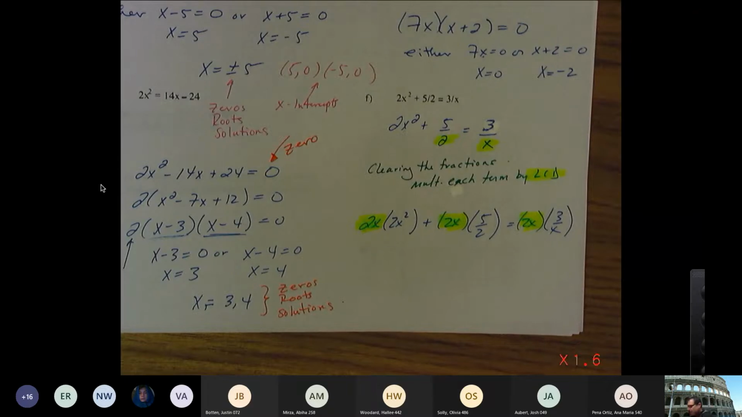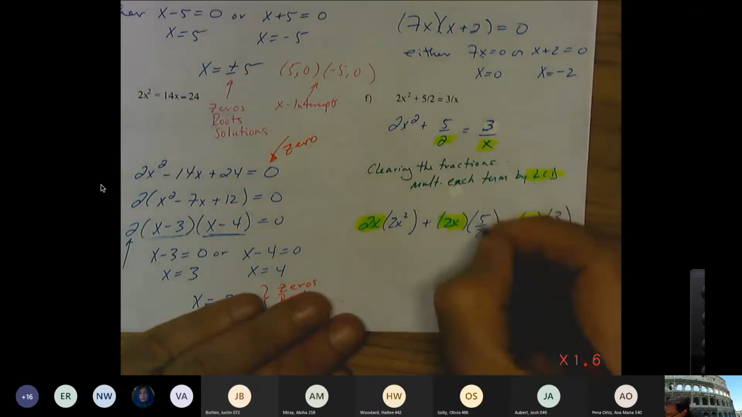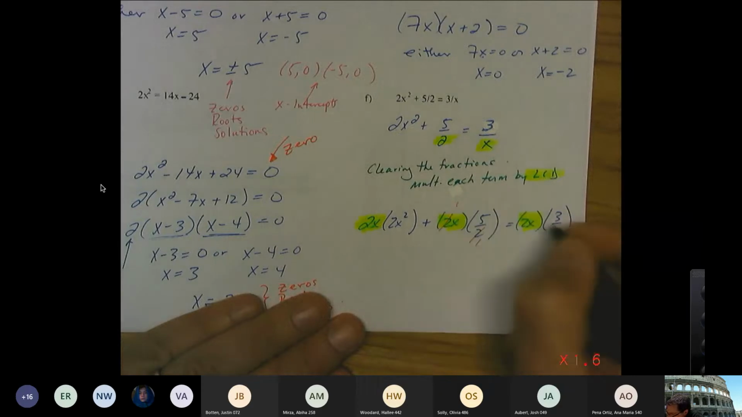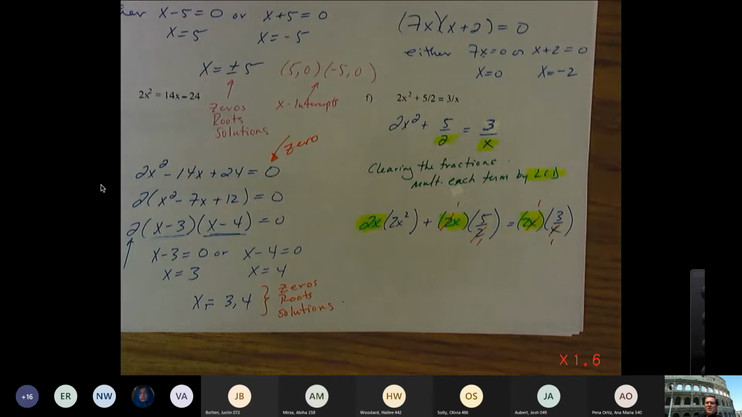Now, why did I do that? Well, I did that because look what's going to happen. Those denominators are going to divide out. They're going to be gone. And it's going to leave me with a much easier question.